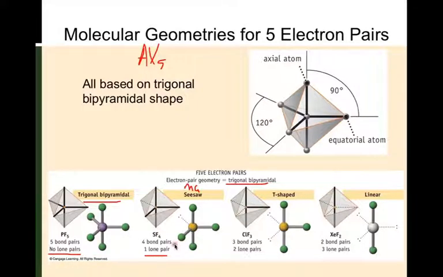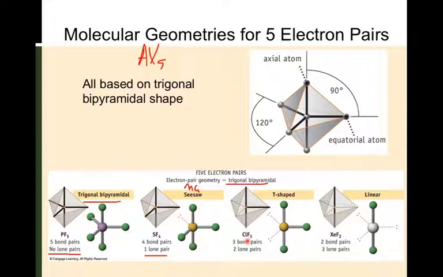So whenever we had a PF5, all of the lines were thick solid lines, and that indicated 5 bonds, each one from phosphorus to fluorine. Now, however, we have sulfur in the center, but this dashed line indicates that we now have 1 lone pair, which is here, and then we have 4 bond pairs, which are the filled solid lines.